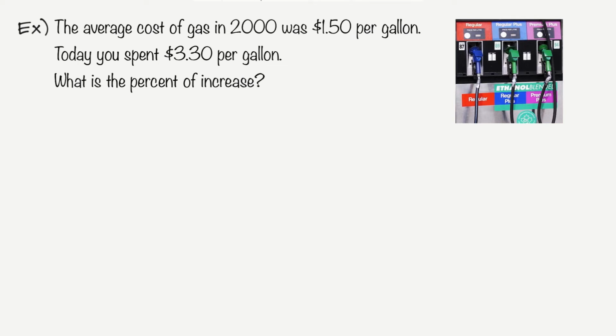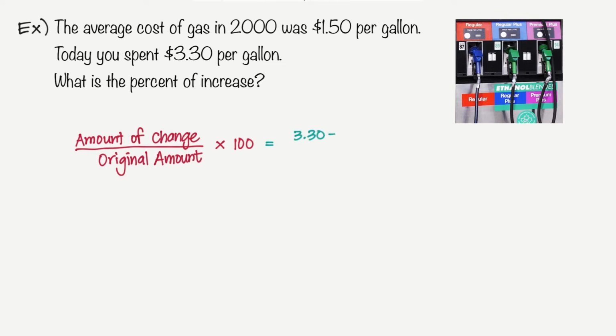This example says the average cost of gas in 2000 was $1.50 per gallon, and today you spent $3.30 per gallon. What is the percent of increase? So again, we're going to write our ratio comparing the amount of change to the original amount and multiply it by 100. So to find the change, it'll be $3.30 minus $1.50, all divided by that original amount of $1.50.